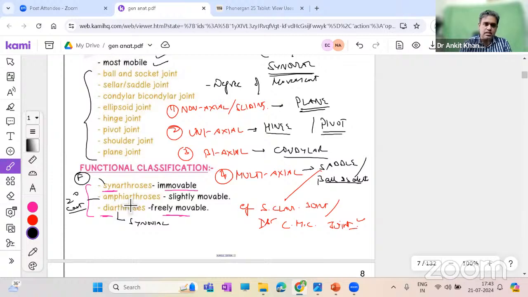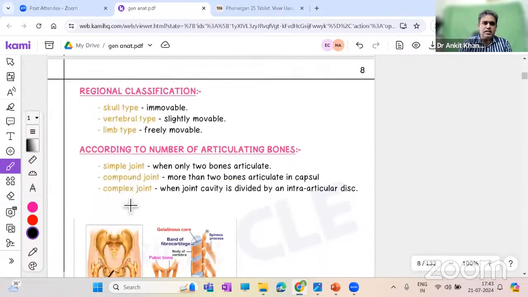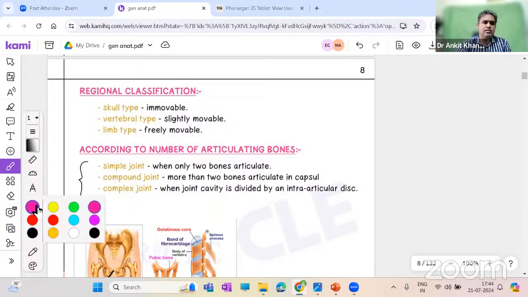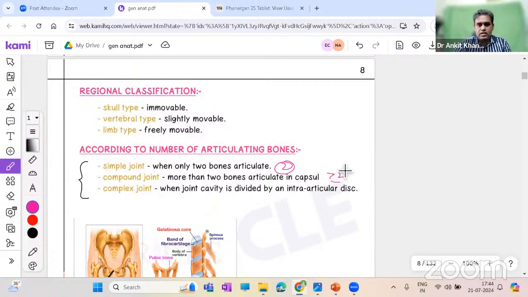Okay, so one is this classification. The regional classification, according to regions, we have skull, vertebrae, and limb. According to number of articulating bones, for the sake of answer writing, you can write simple, compound, complex. Simple is when only two bones articulate. Compound is when more than two bones articulate. Then what is complex? When there are only two bones, but in between you have an intra-articular disc.